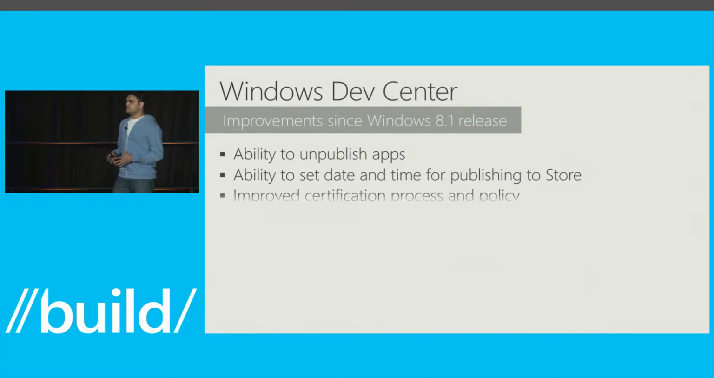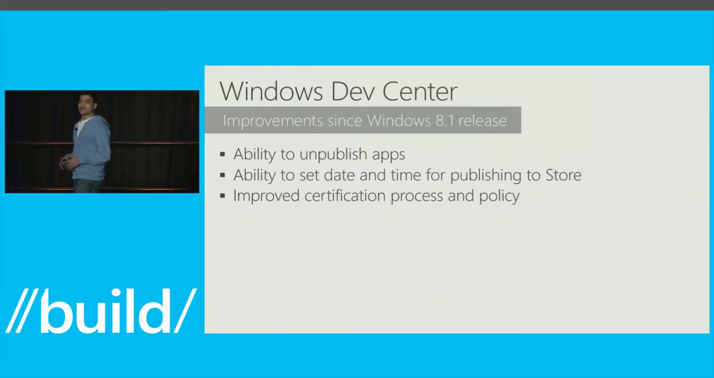Similarly, on the Windows Dev Center, since last year's release, we have delivered a few more features. You now can unpublish apps. Let's say you realize you have a bug, and you want to stop new users from acquiring your app. You can now unpublish, fix your bug, and resubmit. We also now have the ability for you to set the date and time for publishing your app to store so that you don't have to be awake in the middle of the night just to hit the publish button.